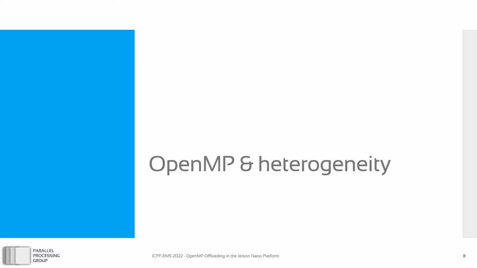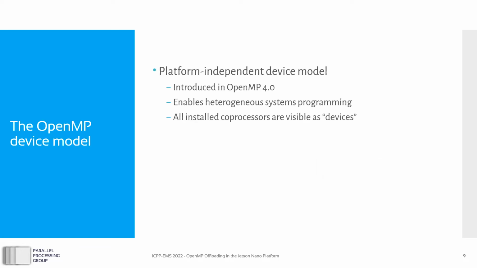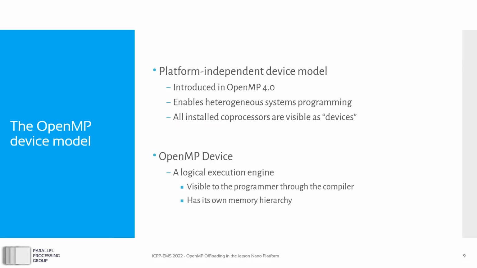Let's proceed with the OpenMP section. First of all, OpenMP version 4.0 introduced the device model, and now through this model, heterogeneous programming is possible. All installed coprocessors in a single system are visible as devices. But what is a device? It's simple. A device is a logical execution engine with its own memory, and the compiler exposes the devices to the programmer through the OpenMP API.